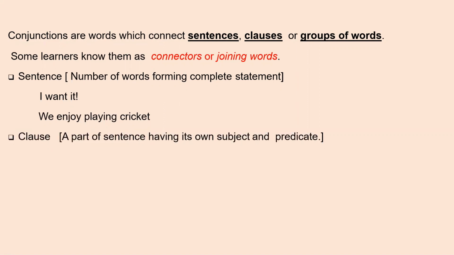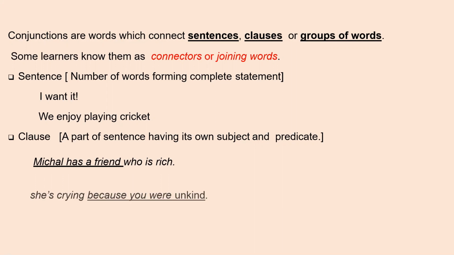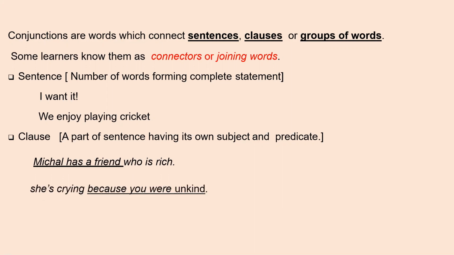Clause. Clause is a part of sentence having its own subject and predicate. Example: Michael has a friend who is rich. So this sentence is a clause. Another example: she's crying because you were unkind.